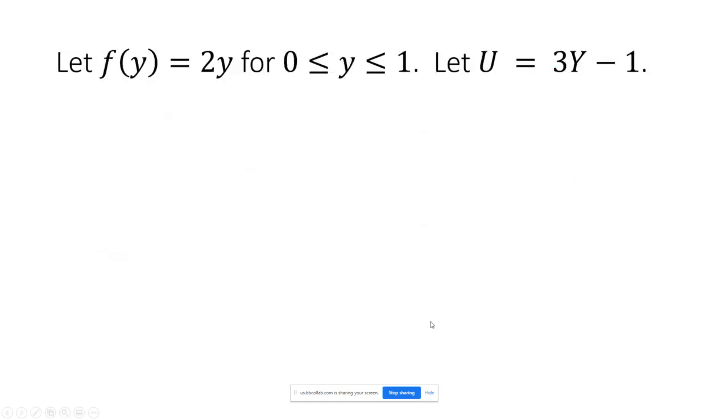So let's try this with this problem that we looked at last Thursday. So we're going to let little f of Y be 2Y for Y between 0 and 1. And we'll let U equal 3Y minus 1.